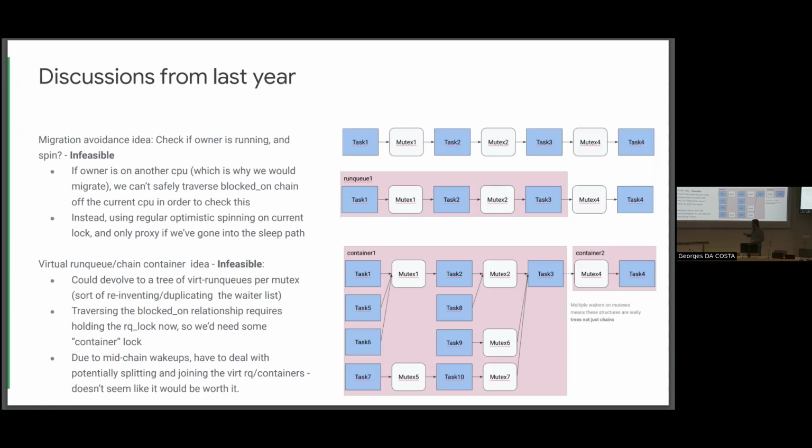But the problem with that is that in this case, if we're not using a run queue, we need some container structure to keep everything stable. And when you start to block on another container, then you have to basically join the containers. And we can also have mid-chain wake-ups, so you have to split the containers. At this point, it's going to be a lot of mess to keep track of, something that devolves down to being the mutex wait list potentially for each case. So it didn't really seem like it was going to be usable.